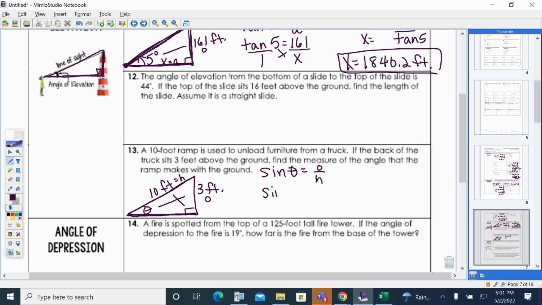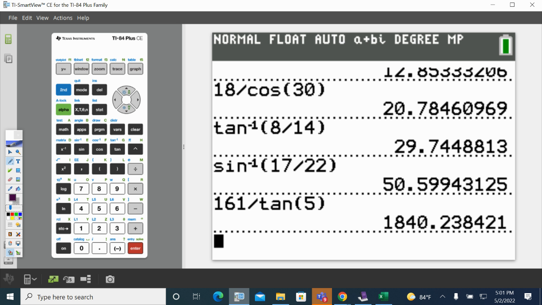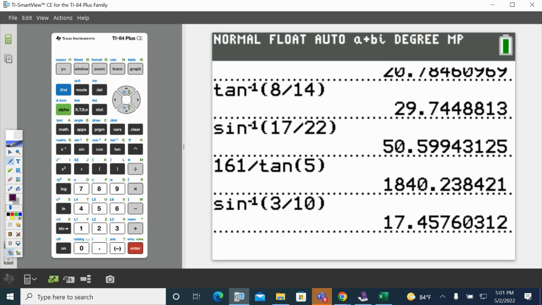I'm looking for theta. Opposite is 3, and the hypotenuse is 10. So to find theta, we're going to use the inverse of sine of 3/10. So inverse of sine, second sine, and then 3 divided by 10. It gives me 17.5 degrees.